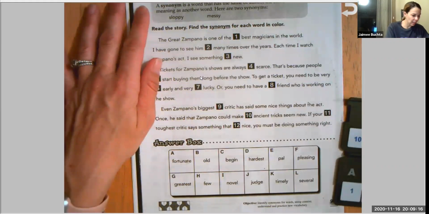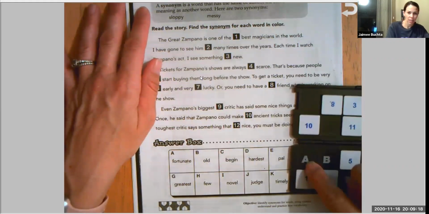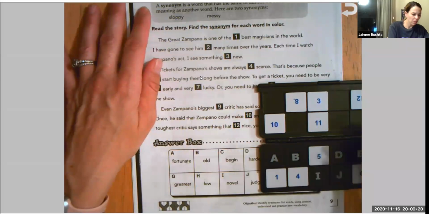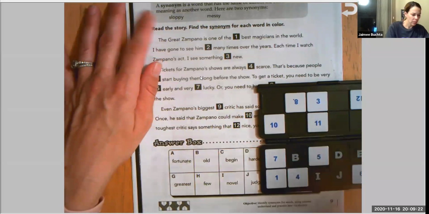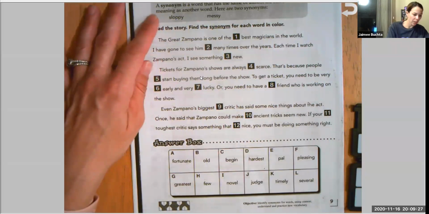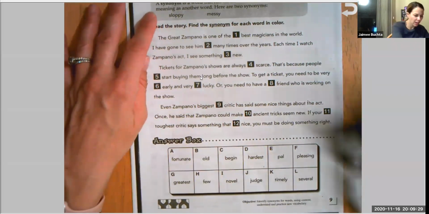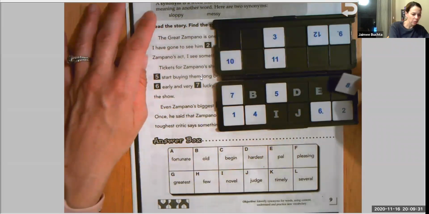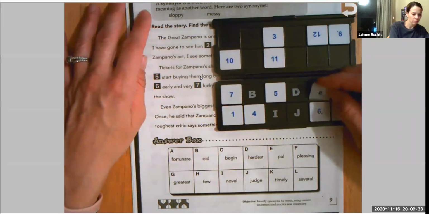And 7, it said lucky. And I know that fortunate, A, is lucky. So I'm going to put my 7 there. 8. Or you have to have a friend who is working on the show. Pal. I know that a friend is a pal. So I'm going to put 8 on E.